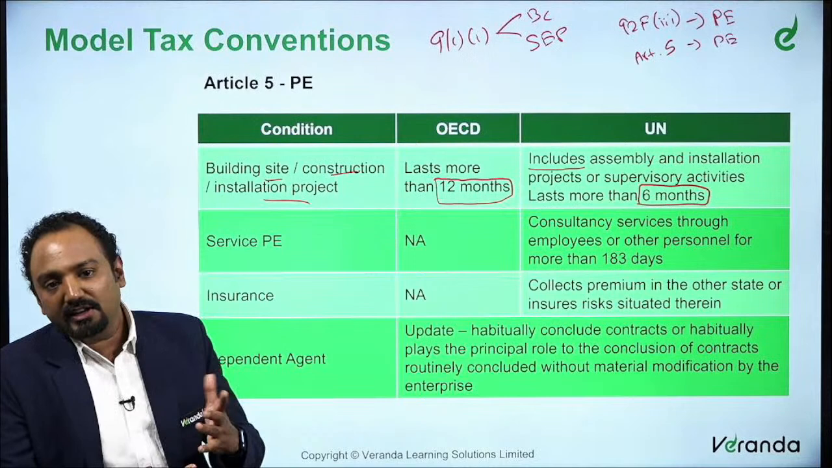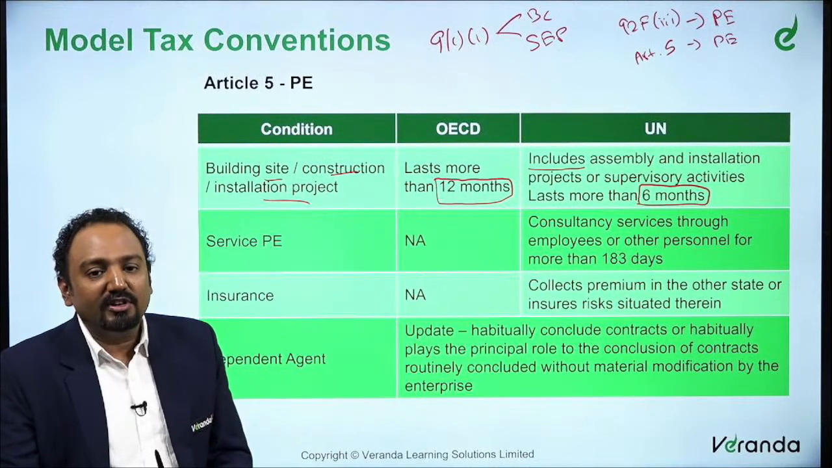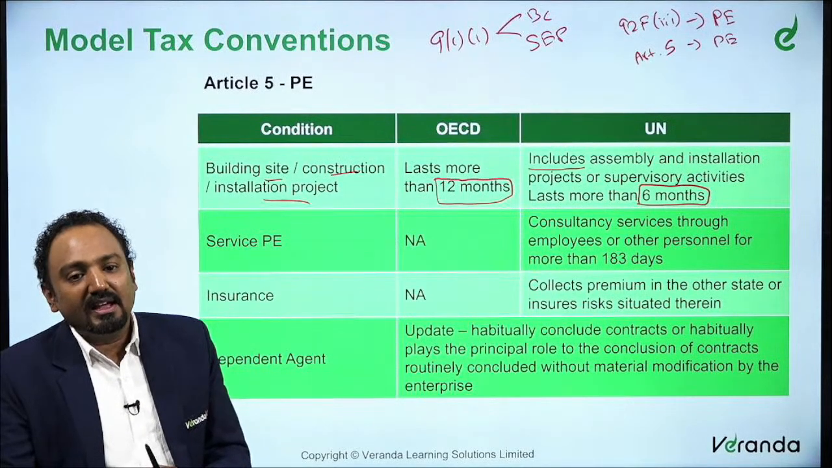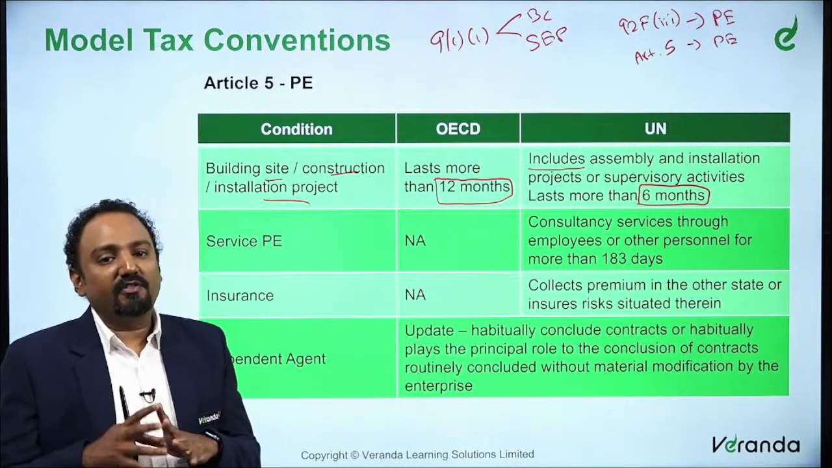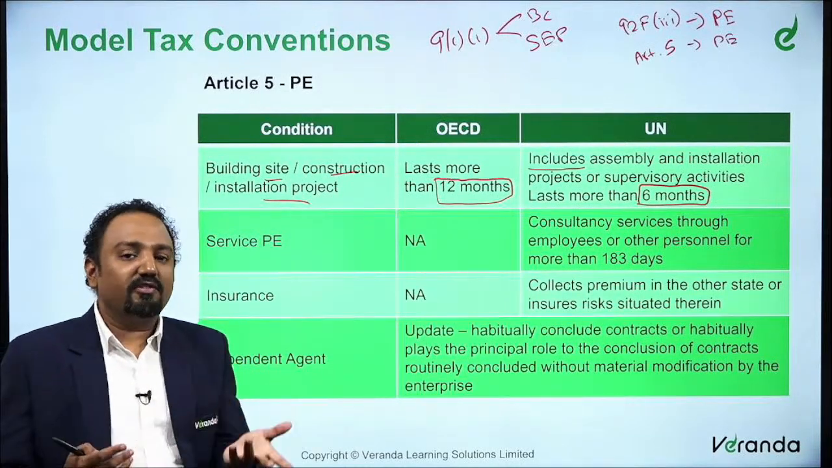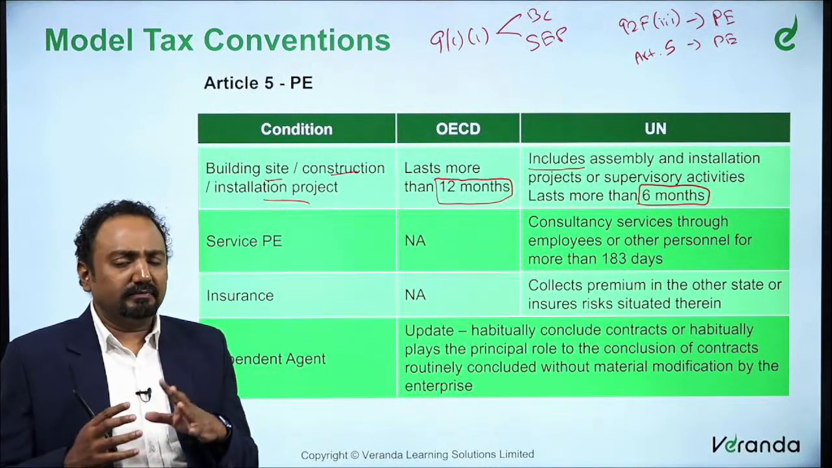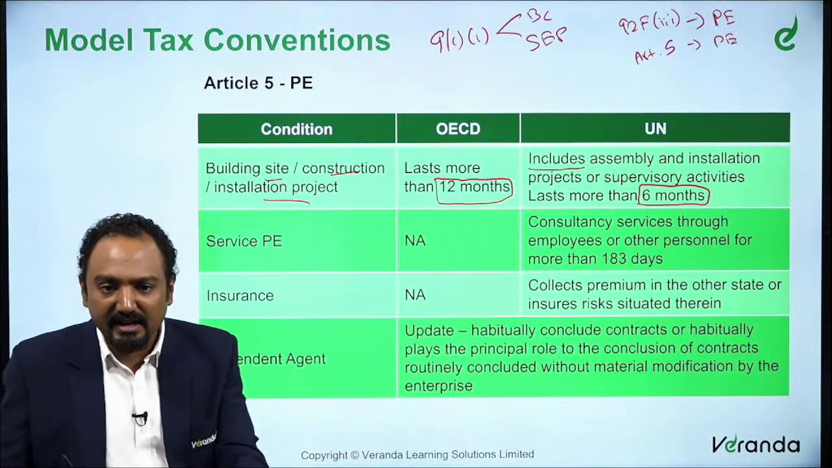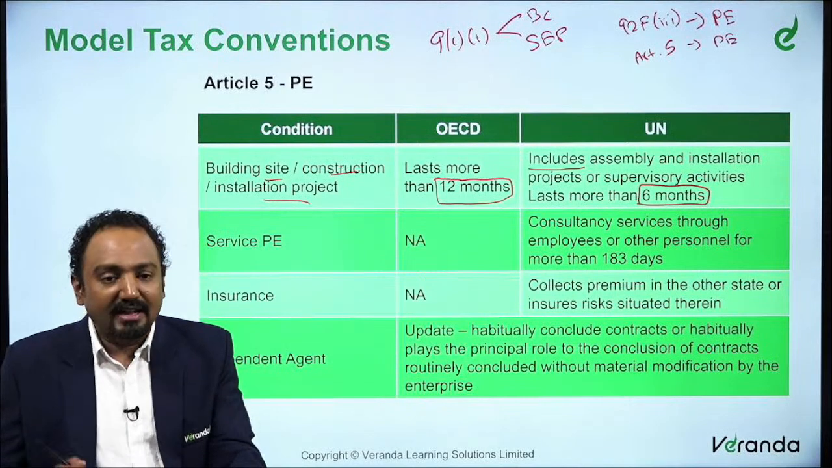Now, when you talk about this difference, you might have a doubt: which treaty does India follow? Which template does India follow? Depending upon the other country, India follows a template. For some countries, India follows OECD. For some countries, it follows United Nations. But it is not a fixed thing. Depending upon the country, India decides whether it is OECD or United Nations.